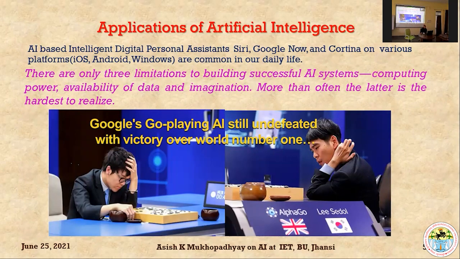This is Google's Go playing artificial intelligence, still undefeated, with victory over the world champion number one. Kasparov ko hara diya. Nobody can beat that Google's Go playing artificial intelligence. Still remains unbeaten.